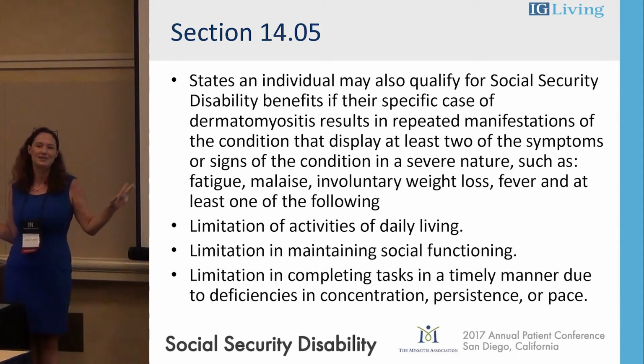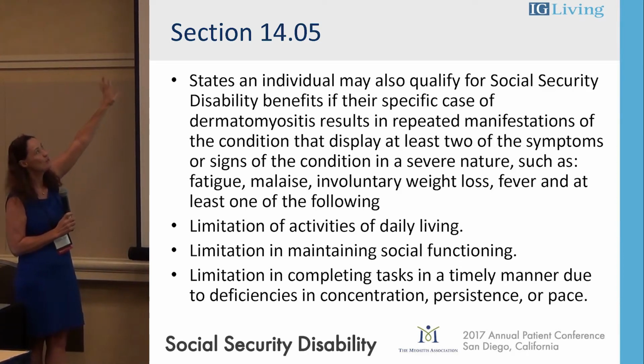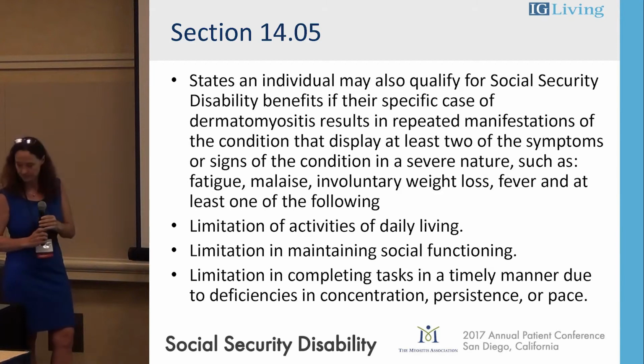Like I said, lots of words in this presentation because we're dealing with federal law. And there's no way to make it easy or fun. It is what it is. Section 14.05 goes through limitations of daily activity, limitations in maintaining social functions, limitations in completing the tasks in a timely manner. These are all points when you apply for Social Security disability for myositis that need to be followed.